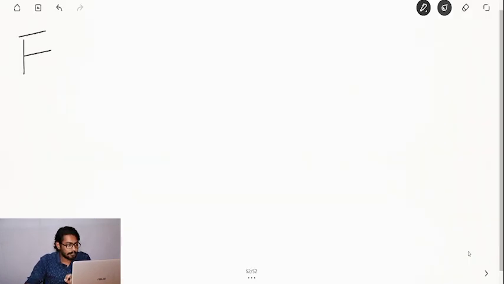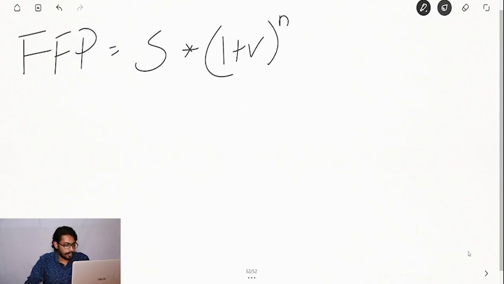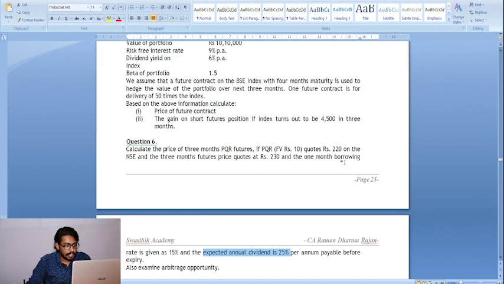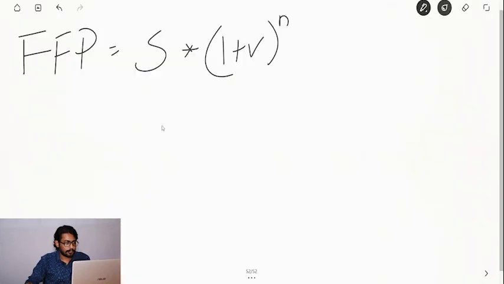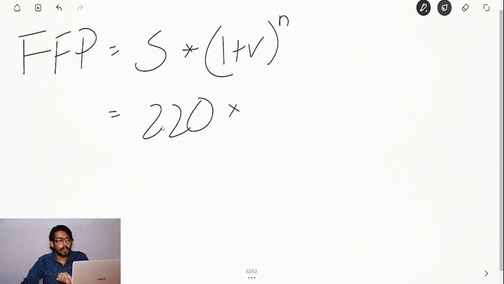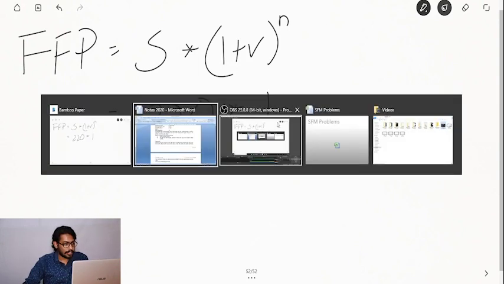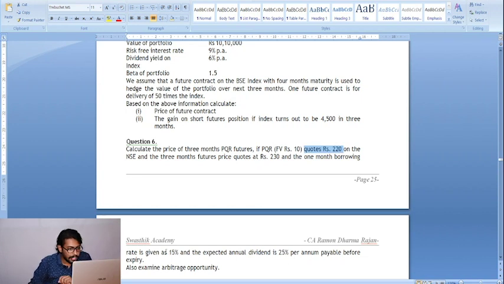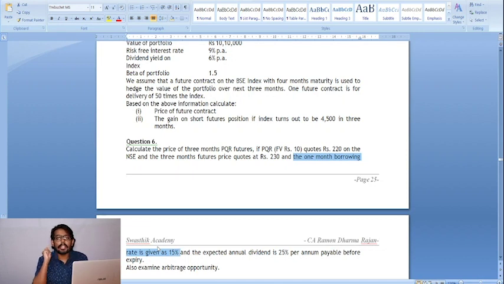Fair futures price is equal to spot price into 1 plus r raised to n. Spot price is 220, so spot price equals 220 into 1 plus r raised to n. What is the rate? Rate is 15%. Pay attention guys, the 1 month borrowing rate is 15%. Is it per annum or per month?